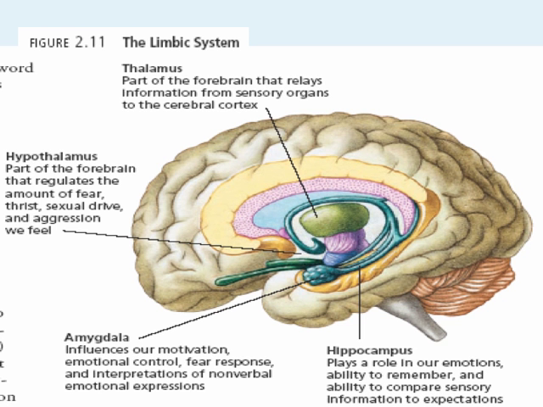Okay, so let's look at this in a little bit more detail. Now, the thalamus, located in the very center of your brain, relays information from the sensory organs to the cerebral cortex. What that means is the sound of my voice is going into your ears. It's being sent to your thalamus, and it's going to the part of the brain that needs this information. The hypothalamus, which is just below the thalamus, is part of the forebrain that regulates the amount of fear, thirst, sex drive, and aggression we feel.